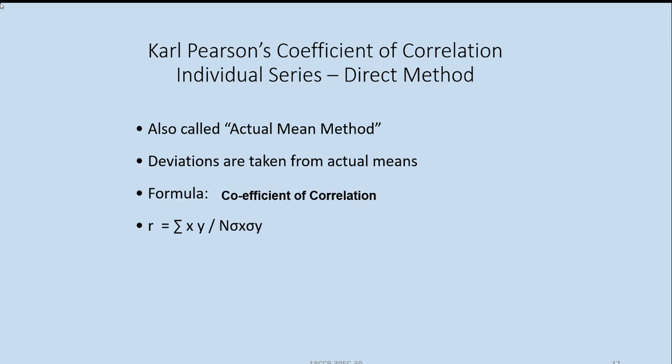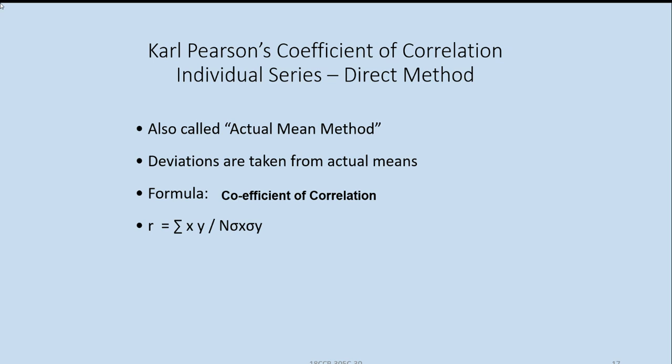Now, Karl Pearson's coefficient of correlation, again, we can use in individual observations, in discrete series, and also in continuous series. So now we will see Karl Pearson's coefficient of correlation in individual series, which is said to be the direct method. It is also called the actual mean method, because direct method relates to actual mean. Indirect method or shortcut method relates to assumed mean. So here we are using actual mean. That's why it is called direct method.